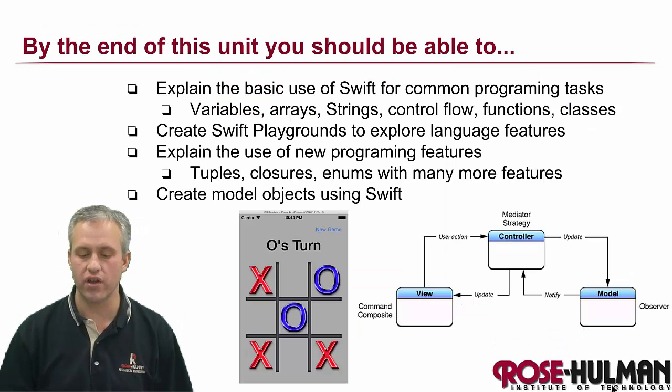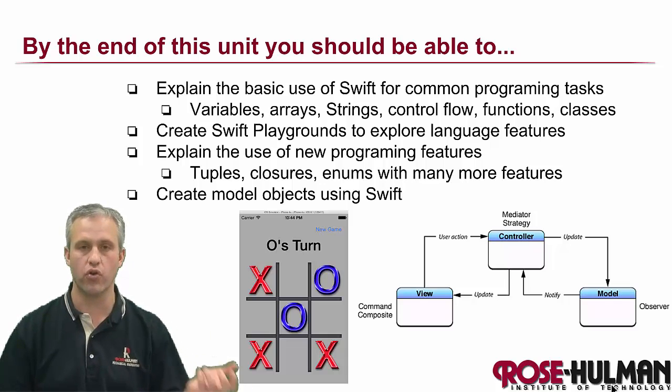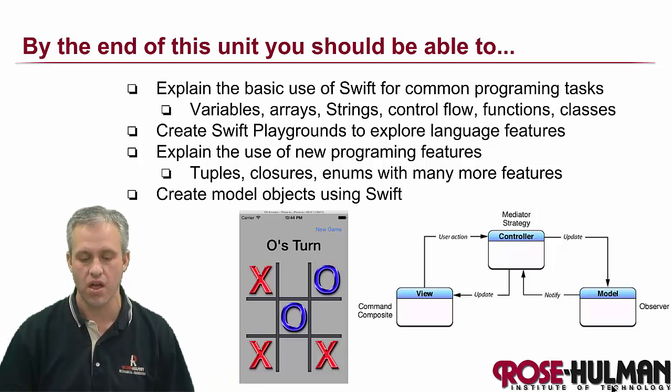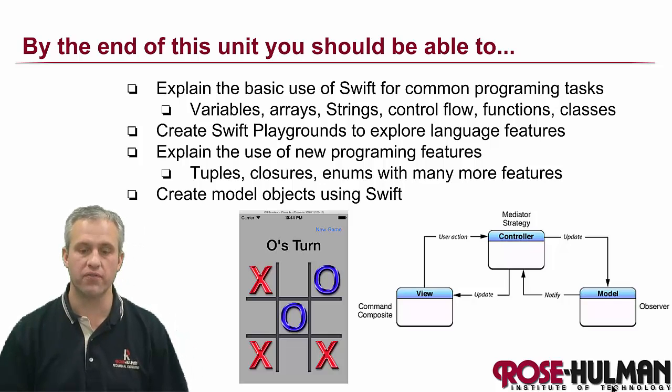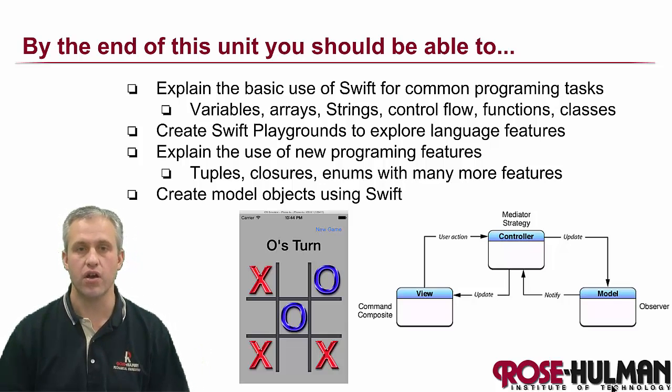By the end of this unit, you should be very comfortable with Swift. You should understand some of the flow control, strings, variables, things like that. We'll also look at some of the newer programming features, tuples, which existed in Python, closures, some more things you can do with enums. We'll also learn about classes and some things you can do there. We'll finish this unit making the model object for a tic-tac-toe game.